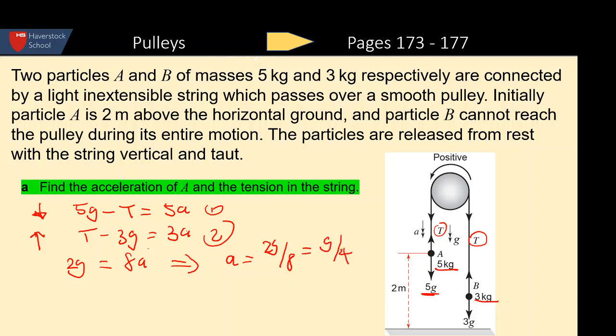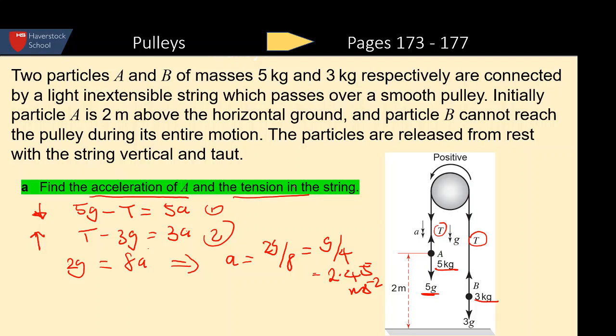Plug that into your calculator. To 3 SF, you get 3. Actually, no, not 3, my bad. My calculator says 2.45. Here we go. Don't forget your units there. You found the acceleration of A. Do not forget to find the tension.